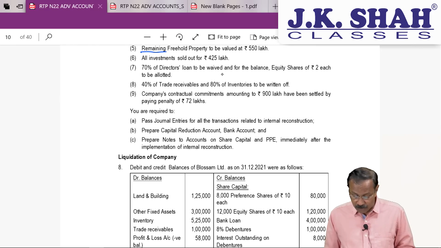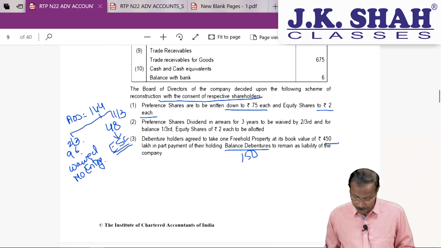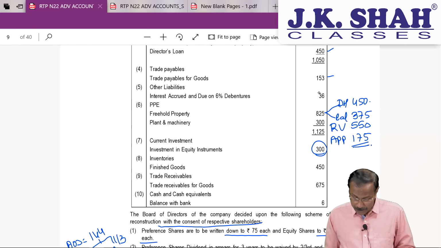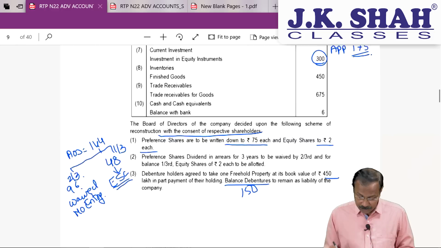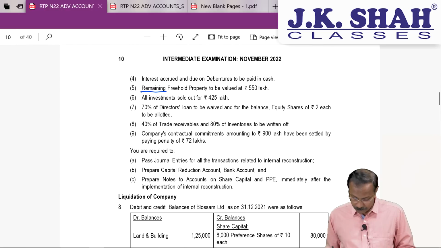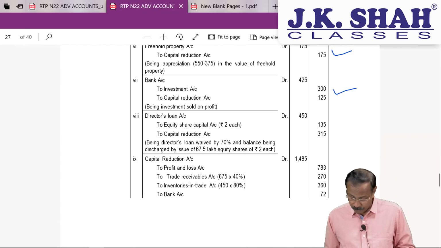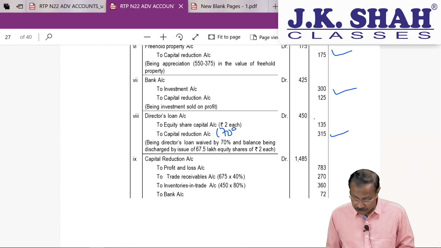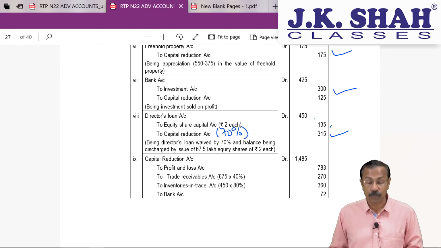70% of director's loan to be waived. See the director's loan, 450. 70% is waived, and for the balance, equity shares of 2 each will be allotted. 450, 70% is waived. This is 70%, and for the balance we are issuing equity shares. Director's loan is gone.